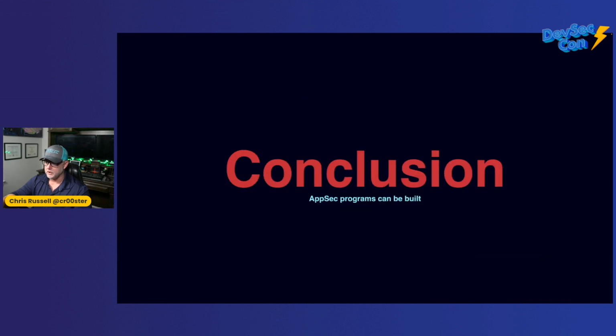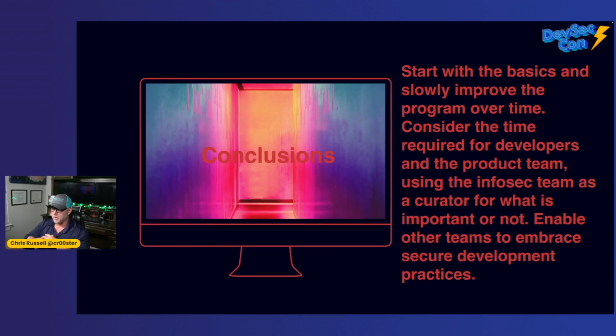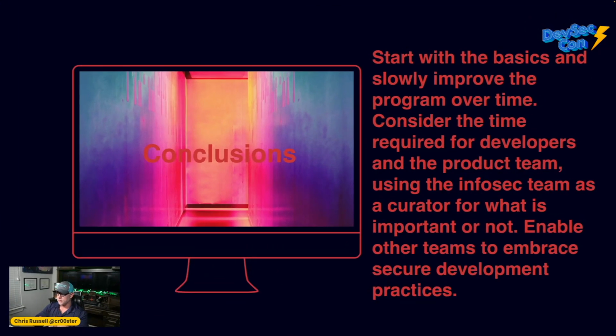So in conclusion, start with the basics, slowly improve programs over time, consider the time required for the developers and the product team, use the infrastructure team as a curator of what's important and not, and enable other teams to embrace secure development practices. And with that, I am done. As long as there's no questions.